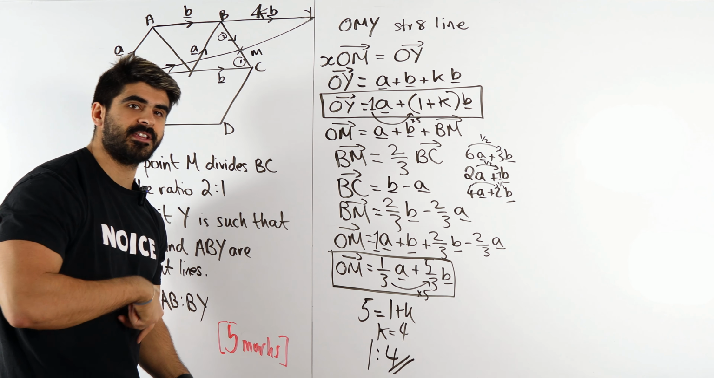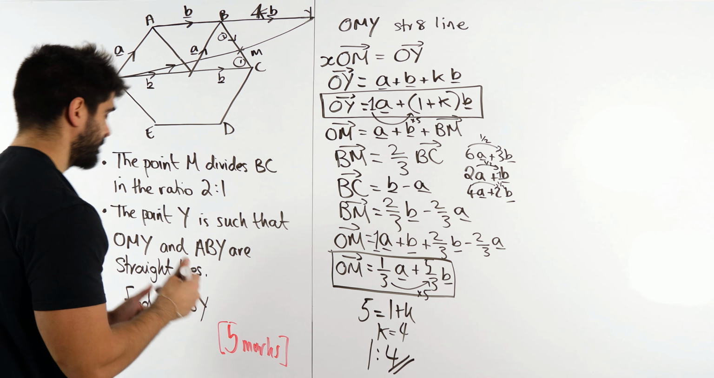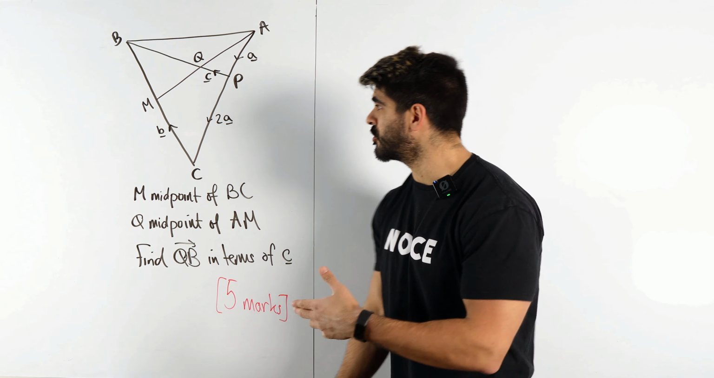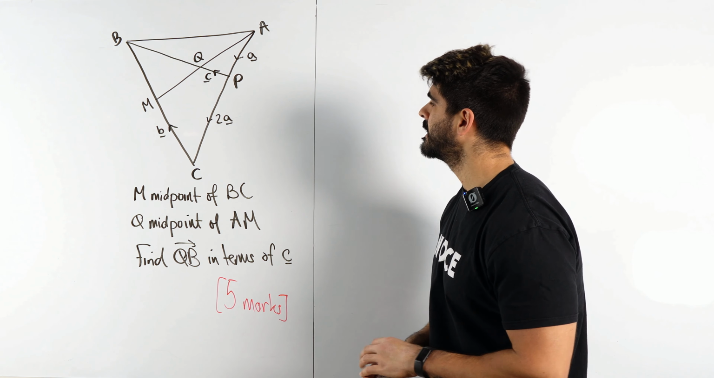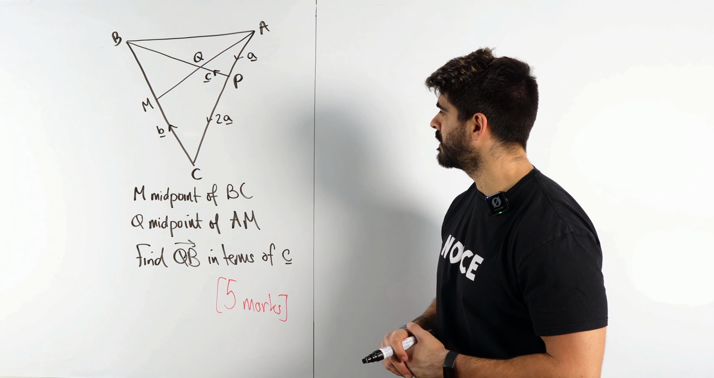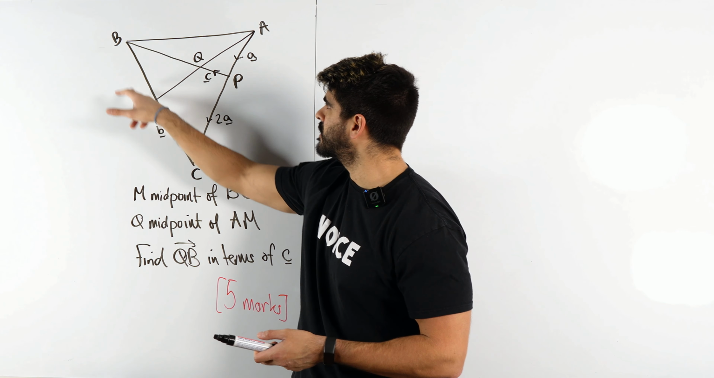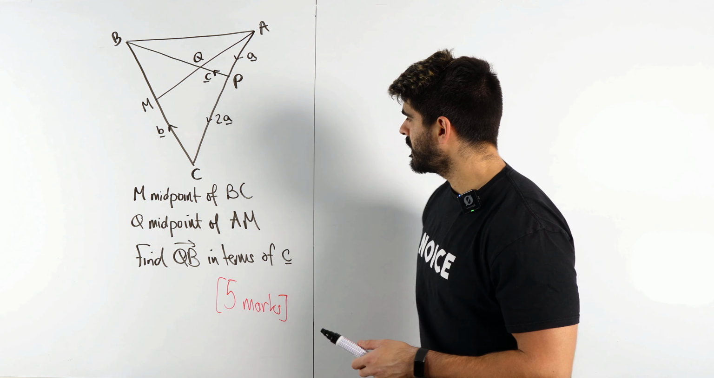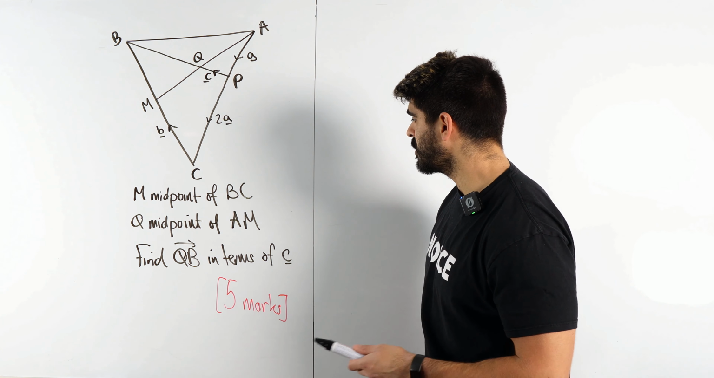Let's take a look at the other vector question that was submitted on the Lung Gang page. The next one was submitted by one of the Lung Gang on the Lung Gang Reddit page, link in the description if you want to join. We've got this picture of this situation with all the vectors marked. M is the midpoint of BC, so this is in between BC. Q is the midpoint of A and M. Find QB in terms of C.